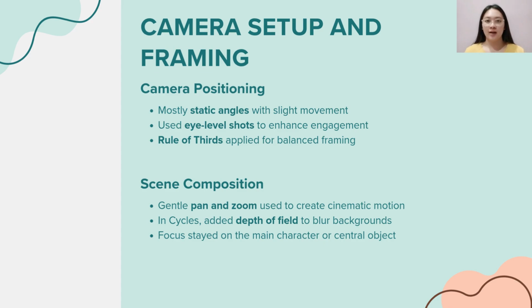For the camera setup, we used mostly static angles with slight movement to keep the viewer's focus. We followed the rule of thirds and placed the camera at eye level to match the character's perspective. Some gentle pan and zoom were added to simulate cinematic motion. In Cycles, we also applied a depth of field effect where the background is slightly blurred to keep attention on the main subject.